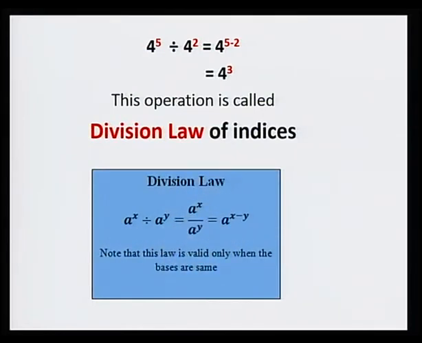The division law of indices is a raised to the power of x divided by a raised to the power of y equals a raised to the power of x minus y. Here also, it is very important to have the same bases. And also, in the division law, a, x, and y can be any number. Let's have a look at the following examples.